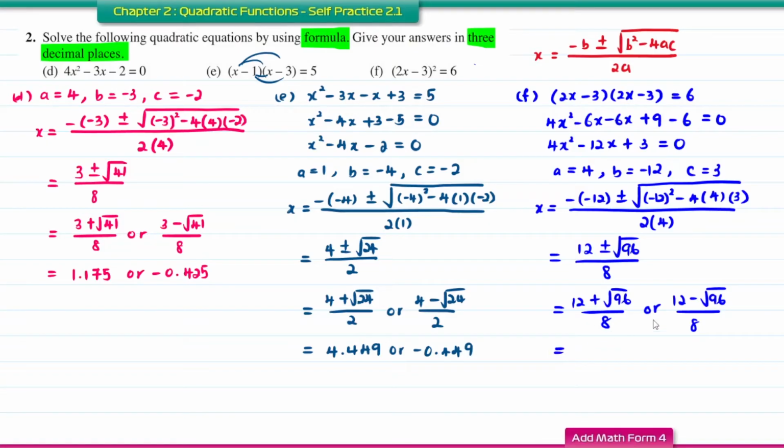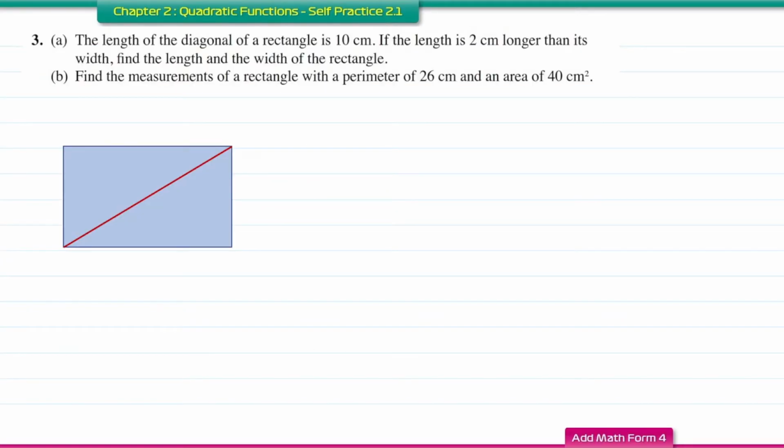So solve it using your calculator. You're going to have the answer of 2.725, or the other one is 0.275. Question 3a. The length of the diagonal of a rectangle is 10 cm. If the length is 2 cm longer than its width, the question is asking you to find the length and the width of the rectangle.